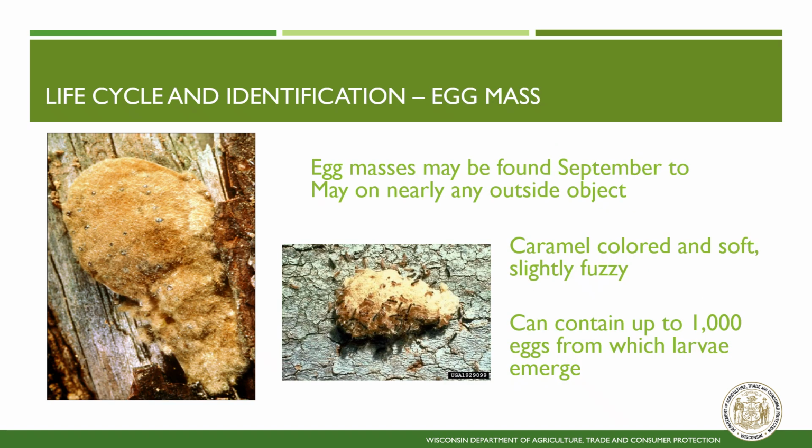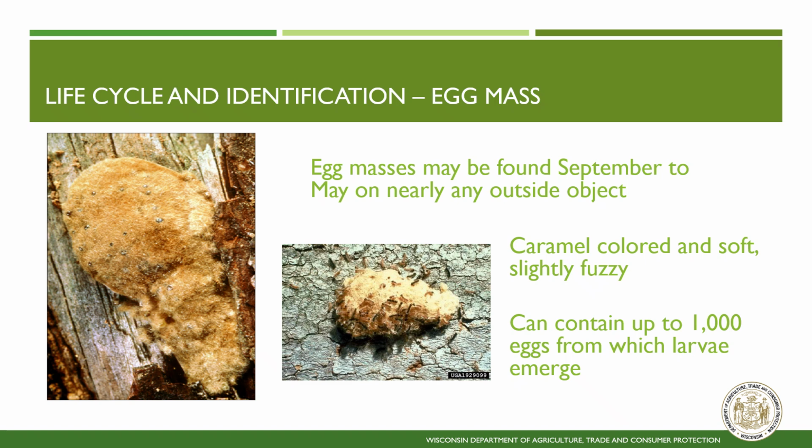Spongy moth eggs are clustered in what is commonly called an egg mass. Egg masses are caramel colored and are usually about the size of a U.S. quarter. That may seem small, but each egg mass can contain from 100 to 1,000 eggs. Egg masses can be found on just about anything that is exposed to the outside environment, such as firewood, pulpwood, and other items, logs, trailers, campers, and patio furniture, just to name a few.